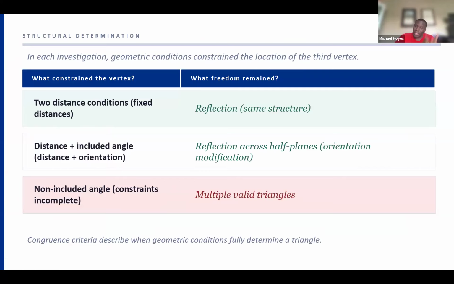But if we don't fix the orientation and we allow it to be oriented the other direction, then yes, we can have reflection across half planes. I agree with that conclusion there. When I have that non-included angle, my constraints are very much incomplete. I cannot determine exactly where that third vertex is going to be, and then I could get multiple valid triangles in this particular instance.